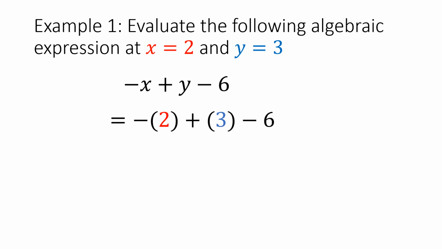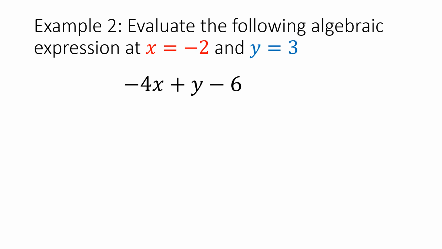I'm going to follow the order of operations here, and I'm going to do negative 2 plus 3. That's going to give me 1, and then I have 1 minus 6, and that's going to give me my final answer of negative 5.